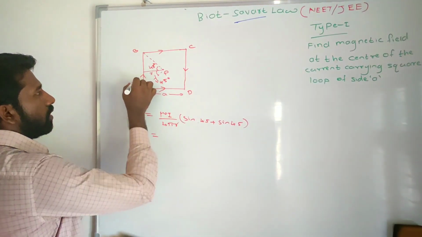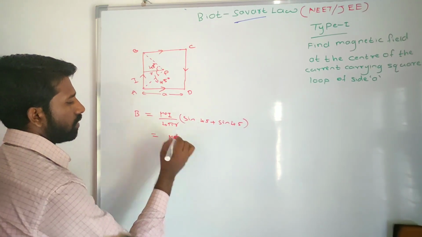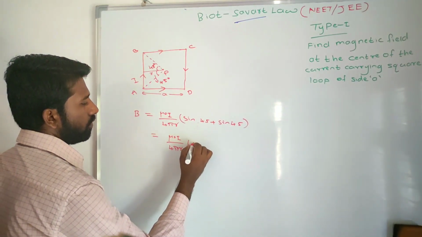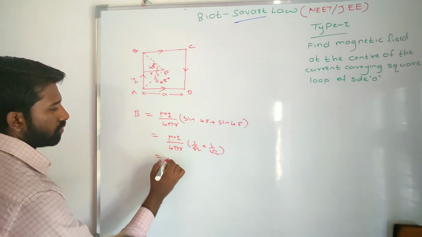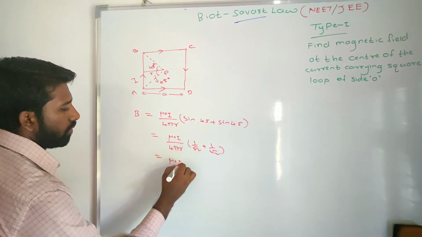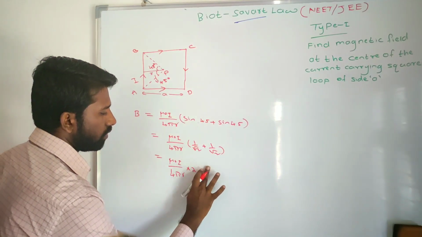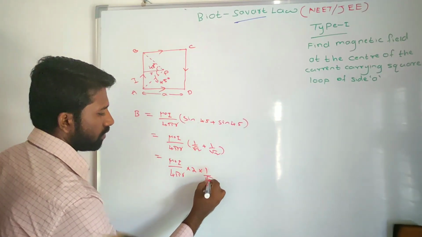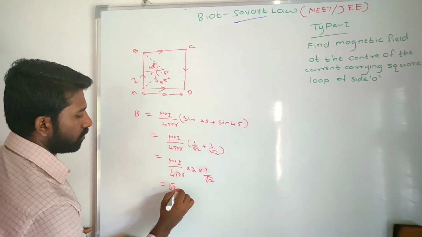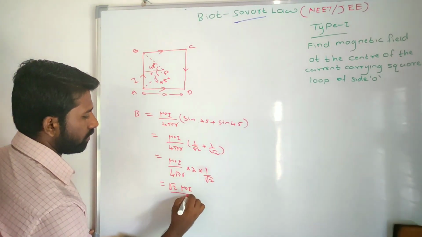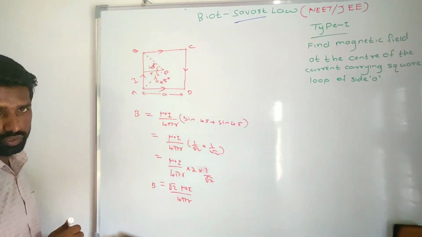Okay. Then the current is I. So mu 0 I by 4 pi r into sin 45 value, 1 by root 2, plus 1 by root 2. So you will get mu 0 I by 4 pi r into 2 by 2 into 1 by root 2. This root 2 and 2 cancel, root 2 remains. So root 2 mu 0 I by 4 pi r you will get. This is the magnetic field produced by the AB section.